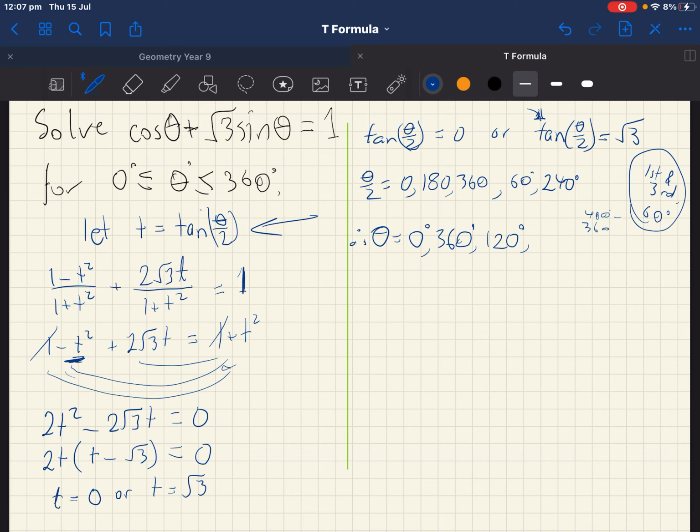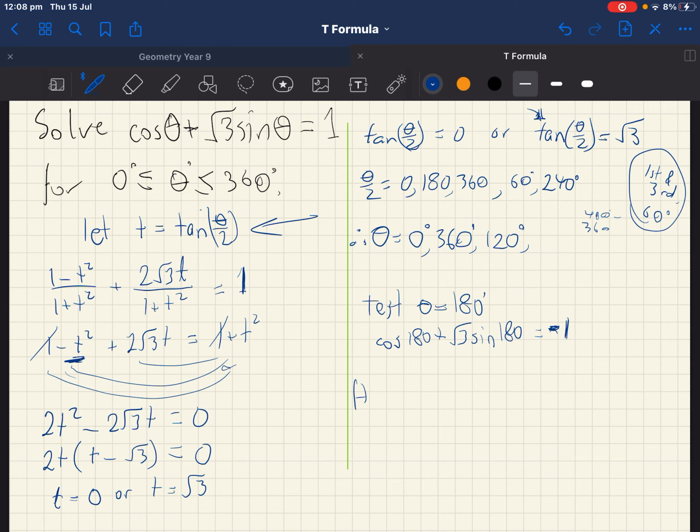Before we move on to the next question and call this one done, we better go ahead and test the 180. So just do a manual test. Let theta equal 180. Let's see if it works in the original equation. Cos 180 plus root 3 sine 180. Plug that into the calculator, press equals. You end up getting, in this case, a -1 plus 0. It's a -1. So in this case, it didn't work.